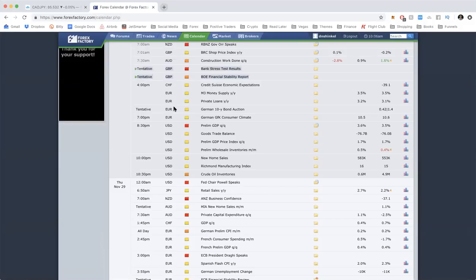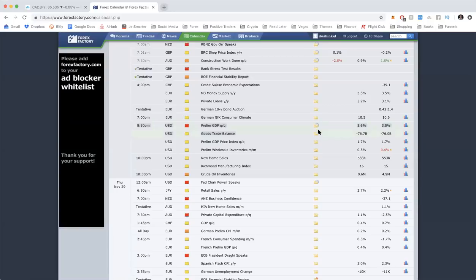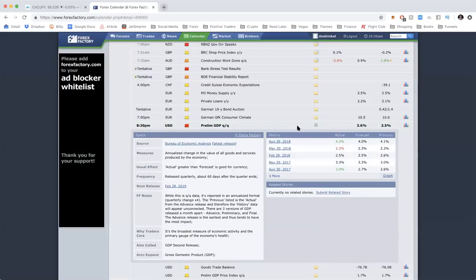Now, something that could be of some concern, well, I wouldn't even necessarily say concern, it's just going to move the markets, is our preliminary GDP for the dollar this evening for me. It's going to be in the morning for most of you that are in the western part of the world in North America. I just want you to understand, and this is all covered in the course, the different types of GDPs and what they are.